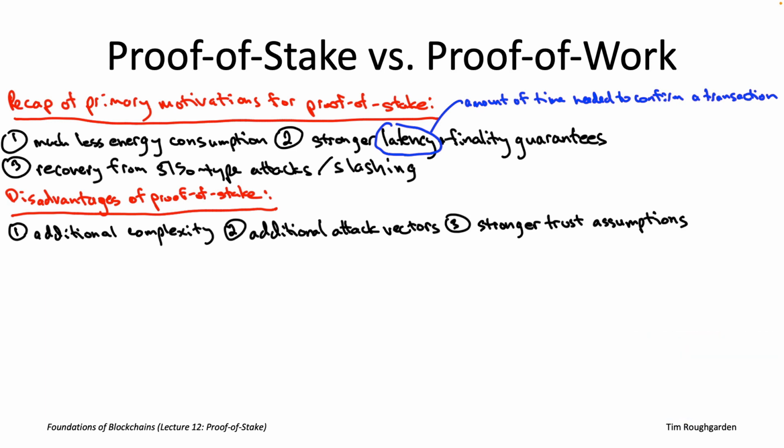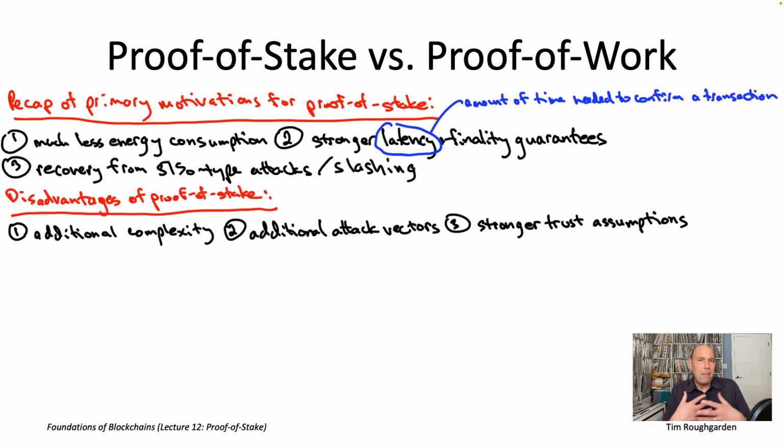Let me briefly tell you a bit about my personal view of these three disadvantages. And again, I encourage you to disagree. But from my vantage point, these first two disadvantages, the extra complexity and the extra attack vectors that go along with them, to me, that's an indication that proof-of-stake blockchain protocol design is a fundamentally harder computer science problem than proof-of-work blockchain protocol design. That said, there's nothing I've seen up to this point, as a computer scientist, that makes me believe that this is going to be impossible.